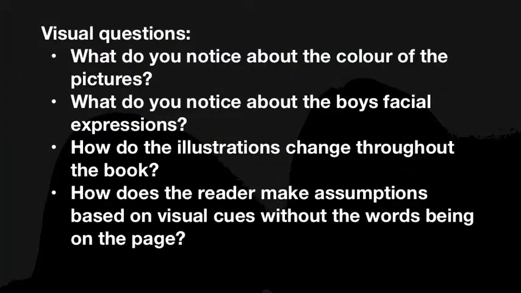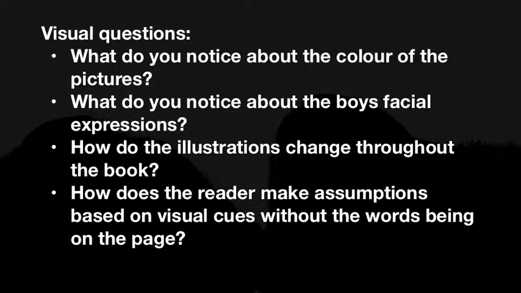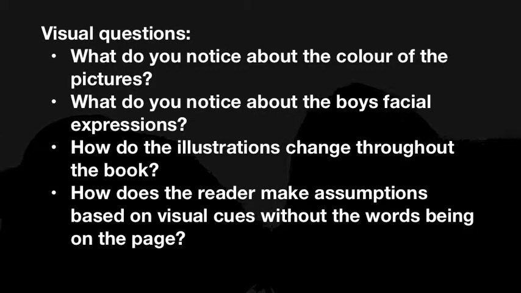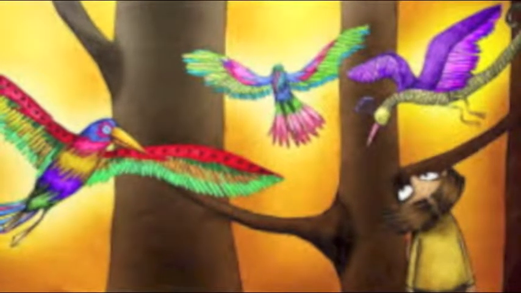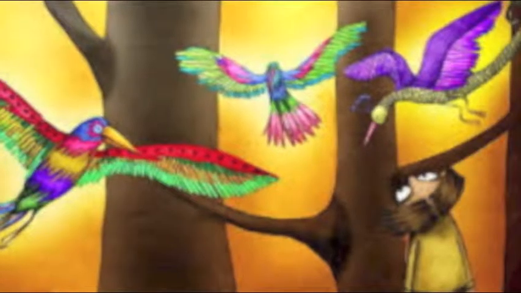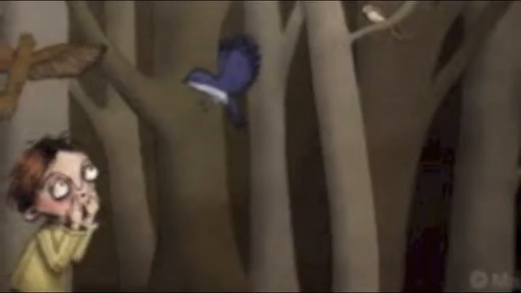Examples of visual questions teachers can choose from to ask their students include: what do you notice about the colour of the pictures? What do you notice about the boy's facial expressions? How do the illustrations change throughout the book? How does the reader make assumptions based on visual cues without the words being on the page? We want the students to notice the use of light and dark in the illustrations, as well as the contrast between sepia tones and vibrant colours.